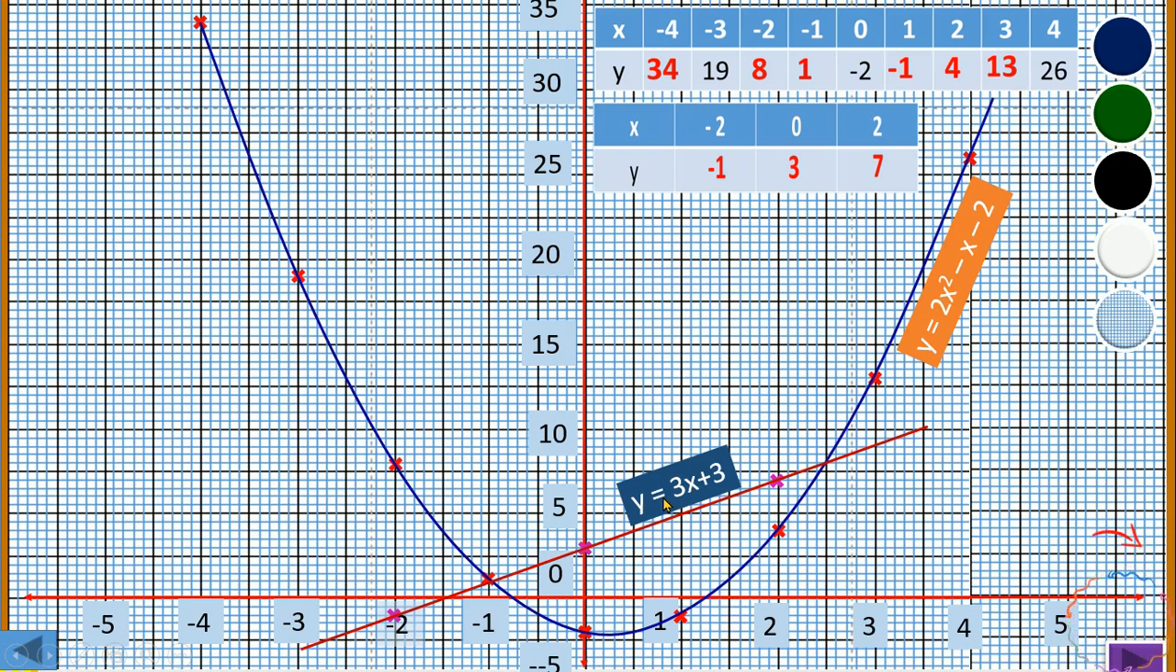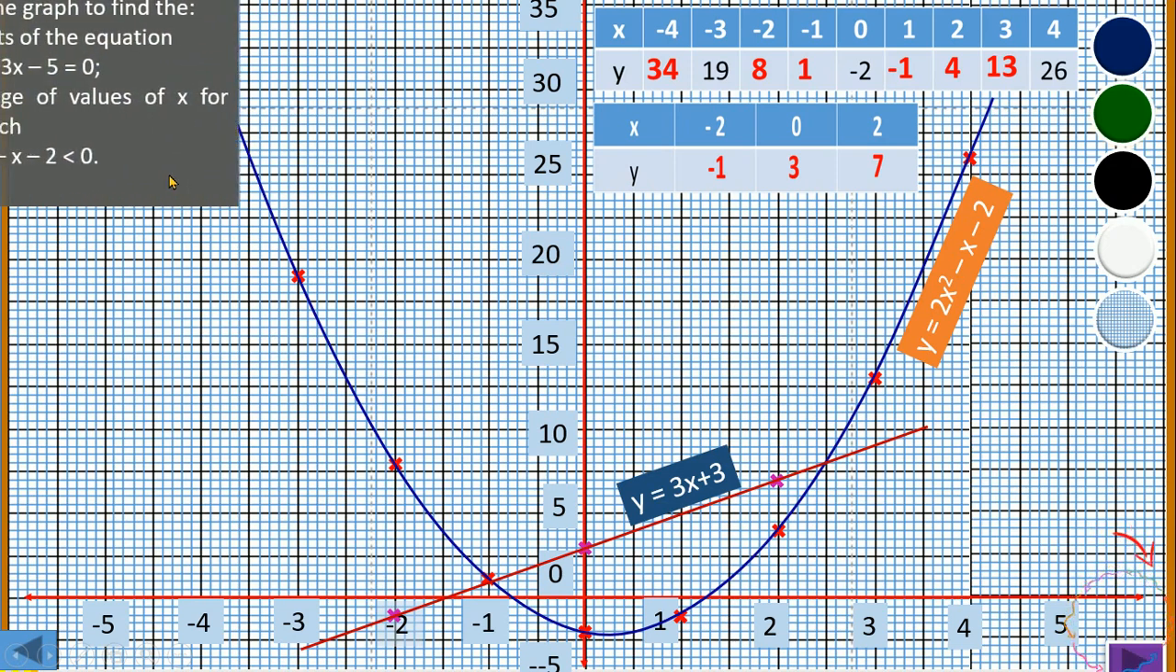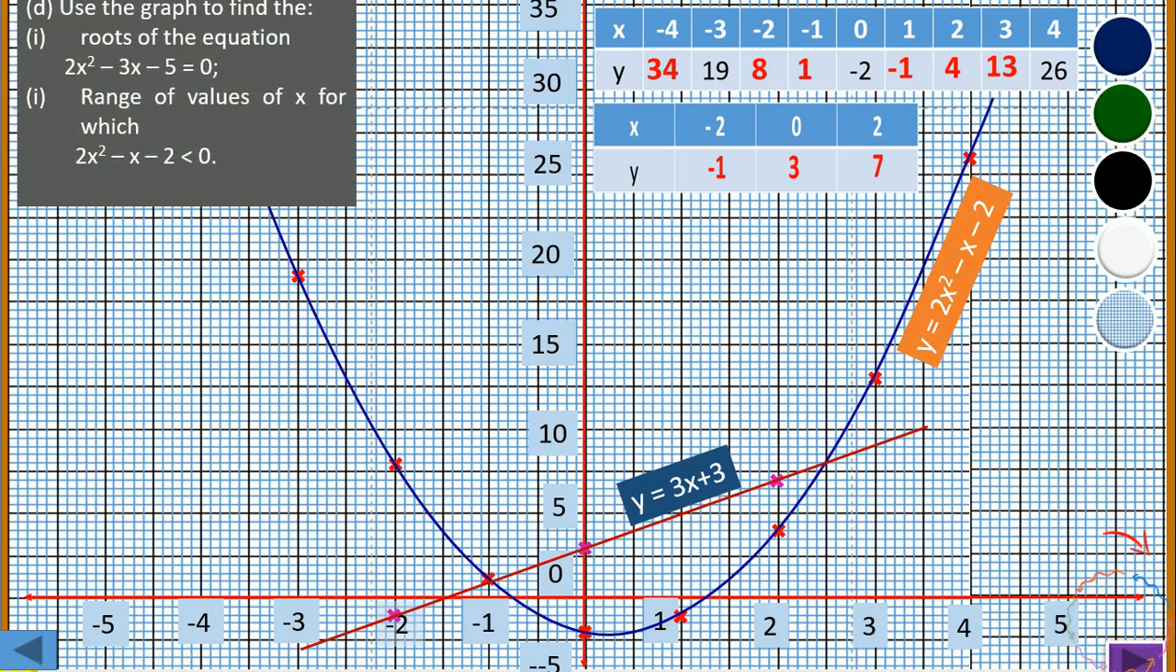Now we are going to answer our questions. The first question, we are asked to use the graph to find 1, the roots of the equation 2x squared minus 3x minus 5 is equal to 0. This equation is different from the original equation. So therefore, it means that this equation must be related to the original equation 2x squared minus x minus 2 and the equation of the straight line y is equal to 3x plus 3.